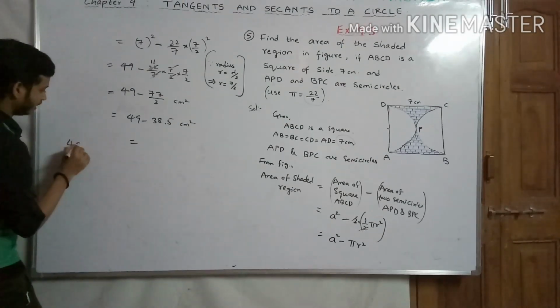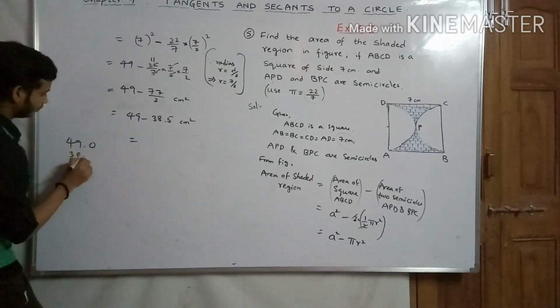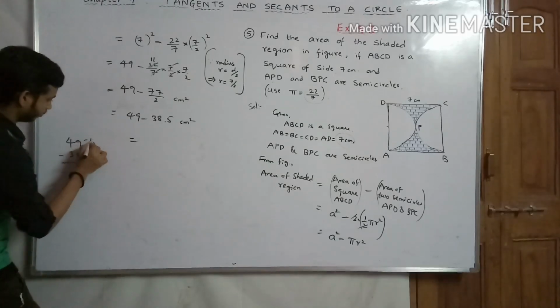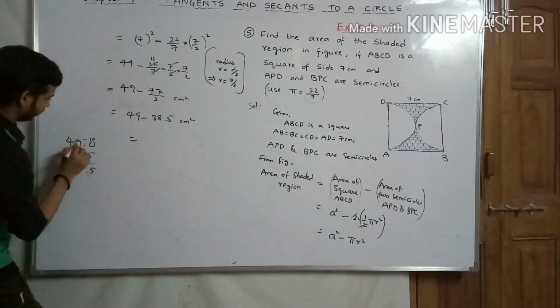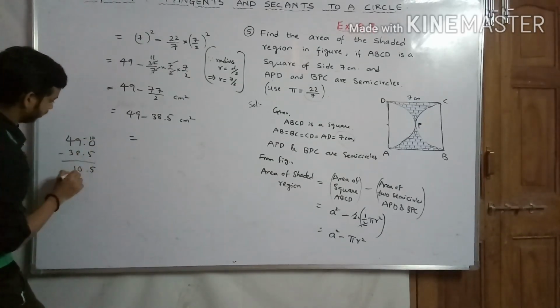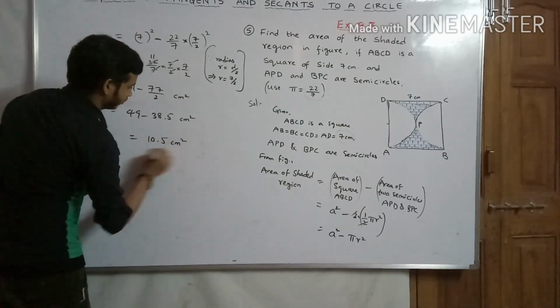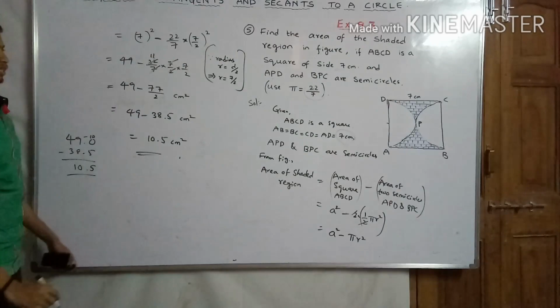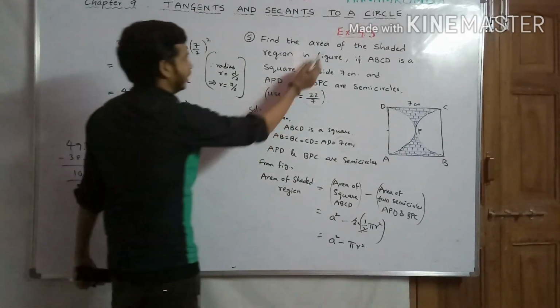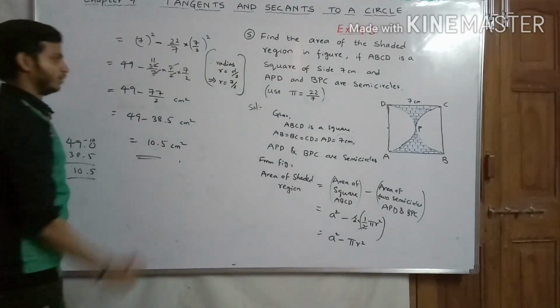So we take 49.0 minus 38.5. 10 minus 5 is 5, 8 minus 8 is 0, 4 minus 3 is 1. So 10.5 centimeters squared. This is the area of the shaded region. Therefore, the area of the shaded region is 10.5 centimeters squared.